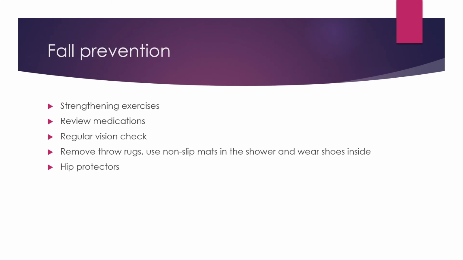If you have osteoporosis, preventing falls and fractures is an important concern. Some tips on reducing your risk include doing regular weight bearing, balance, and strengthening exercises, having your doctor review your medications to ensure none cause dizziness or sleepiness, which can lead to falls, having your vision checked regularly, making your home safe, for example, by removing throw rugs, using non-slip mats in the shower, and wearing shoes inside. Wearing hip protectors, pants or underwear that have padding in them to protect your hips if you do fall.